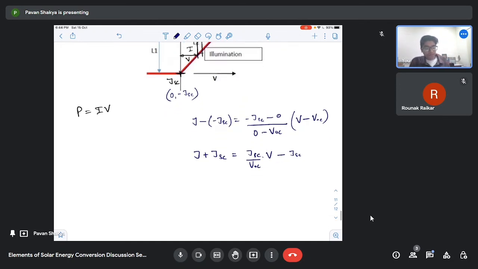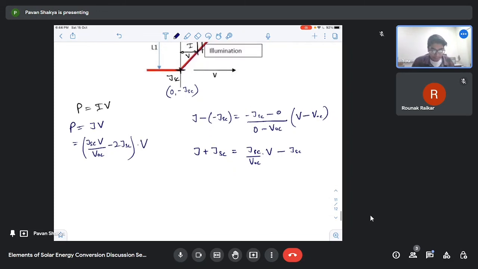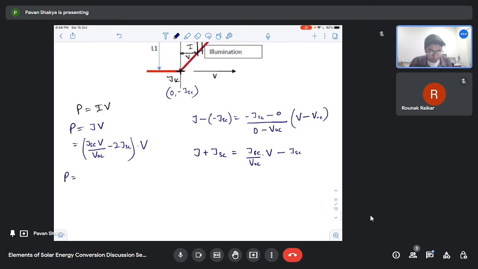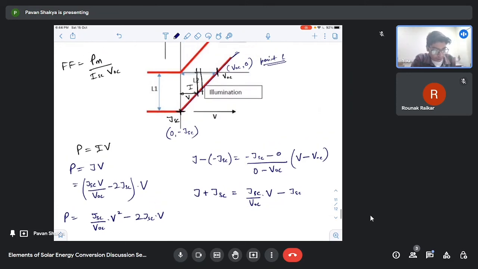Now we can write this in terms of power in current density, P will be equal to JV. So this will be JSC V divided by VOC minus 2 JSC multiplied by V. So this P we can write as JSC divided by VOC times V square minus 2 JSC multiplied by V. Let me check the equation for this line.